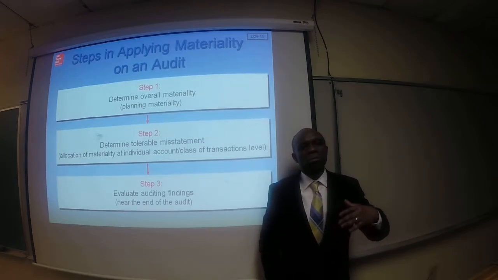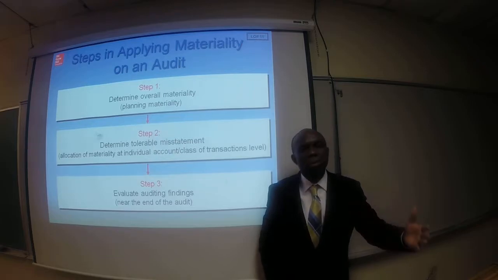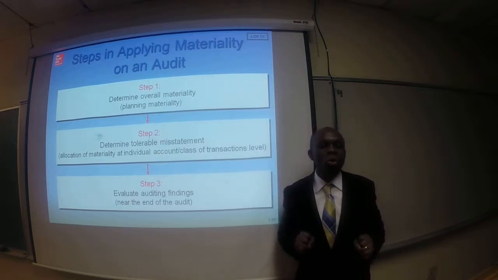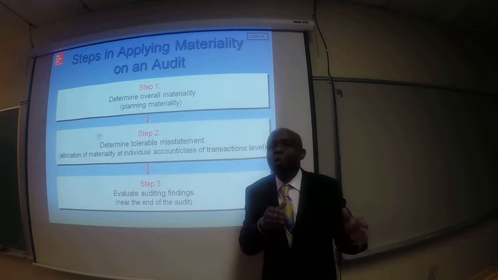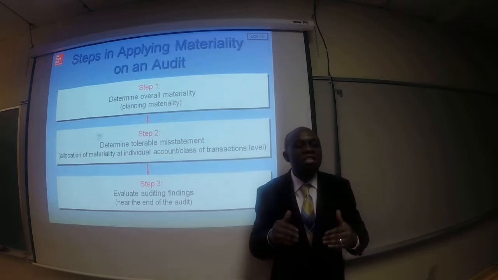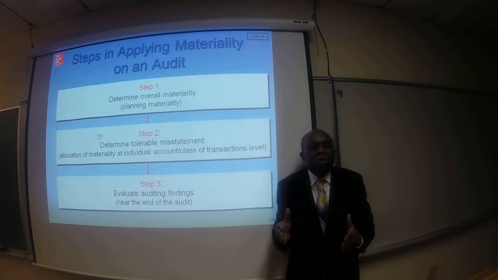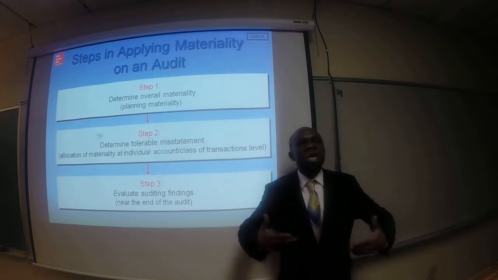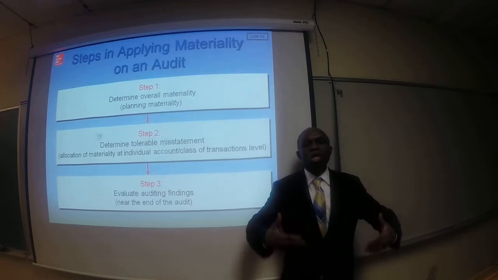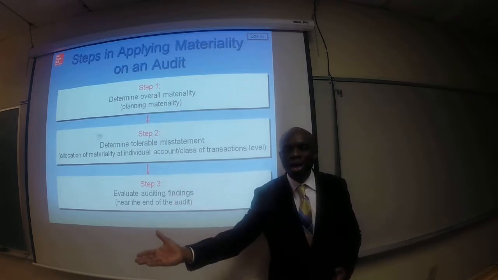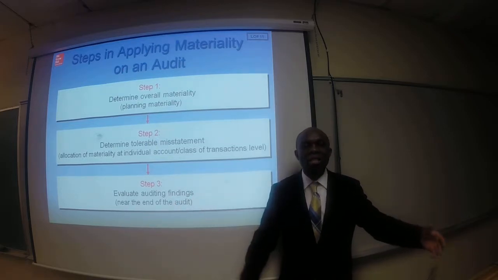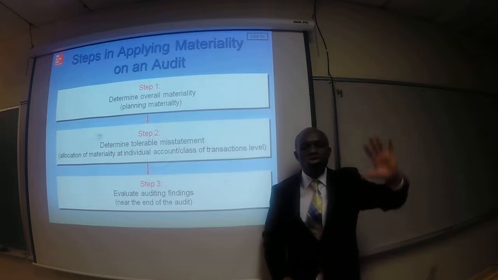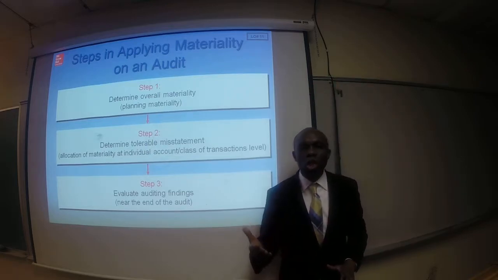or prepaid asset, what is material? So we use a different term when we are talking about an individual account or class of transaction, and we say tolerable misstatement. In other words, how much misstatement is the auditor willing to tolerate for this particular account or for that particular account? And that would be a fraction of the overall materiality that we have initially determined.